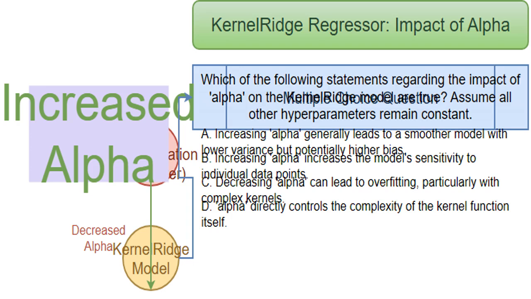When I increase alpha, I increase the penalty for model complexity. My model will become simpler, smoother, and less sensitive to noise in the training data. While less flexible, this simpler model is less prone to overfitting and can generalize better to new data. It's like drawing a smooth line through a scatter plot. Not every point is perfect, but it captures the overall trend effectively.